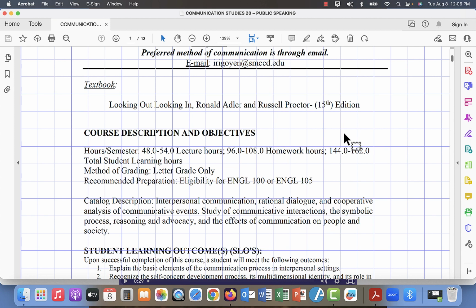The textbook we are using is Looking Out, Looking In by Ronald Adler and Russell Proctor, the 15th edition. So it's important that you get the 15th edition. All of our quizzes and assignments and things like that are based off the 15th edition.